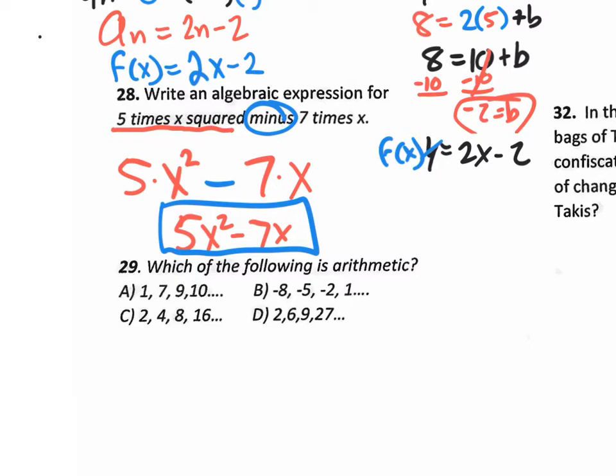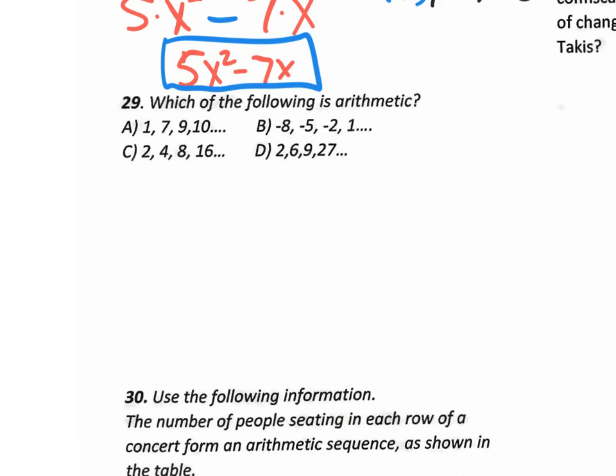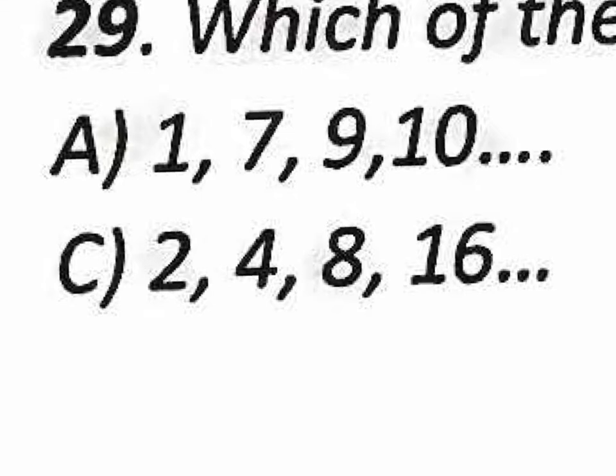So on number 29, they tell us which of the following is arithmetic. Again, an arithmetic sequence has a common difference. And the way to find that common difference is you take any number and you subtract the number before it. So if I take 7, what's 7 take away 1? 6. So let's see if it's arithmetic. What's 9 take away 7? That's not 6. That's 2. So those differences are different. They're not common. So arithmetic have common differences. It cannot be A. Cannot be A.